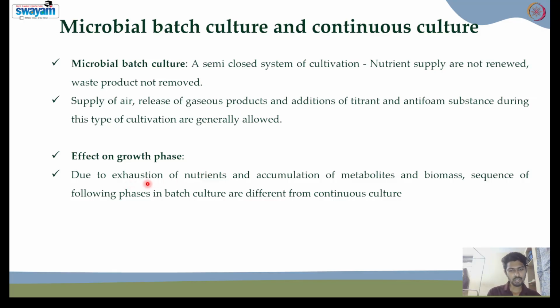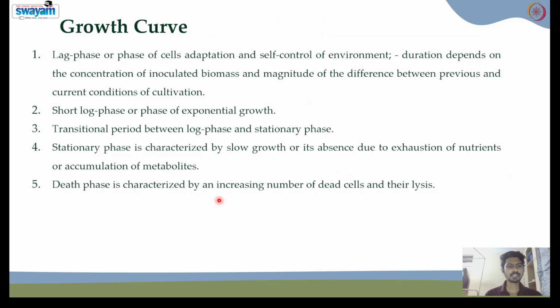If there is an exhaustion of nutrients or accumulation of metabolites and biomass, it follows the same growth cycle, which is the lag phase, log phase, stationary phase, and death phase. So it is a typical growth cycle, and it is different from the continuous culture. We will see how the growth cycle is observed in the continuous culture in the upcoming slide.